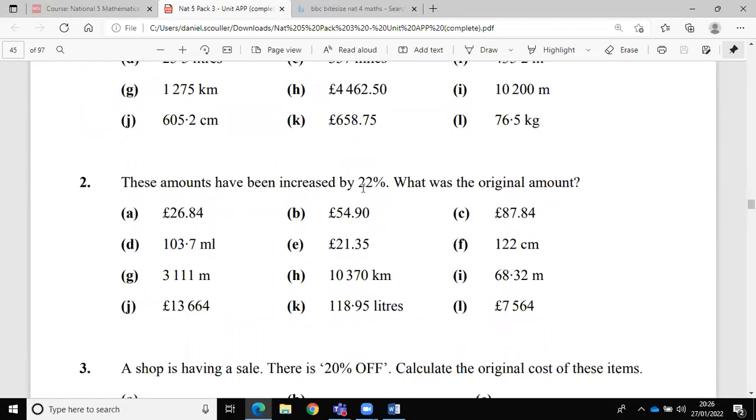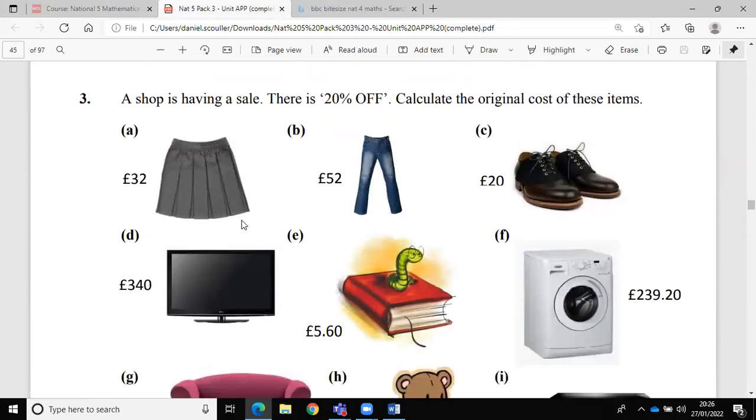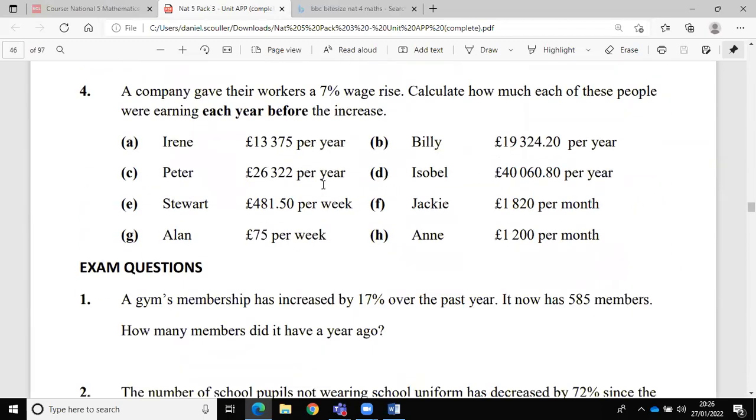There's some where they've increased. So we've now got 122% of that value. To find 1% of that, we'd divide it by 122, then multiply it by 100 to find out what the original amount was. That's 20% off, so that will be 80% of the original. Not too bad.